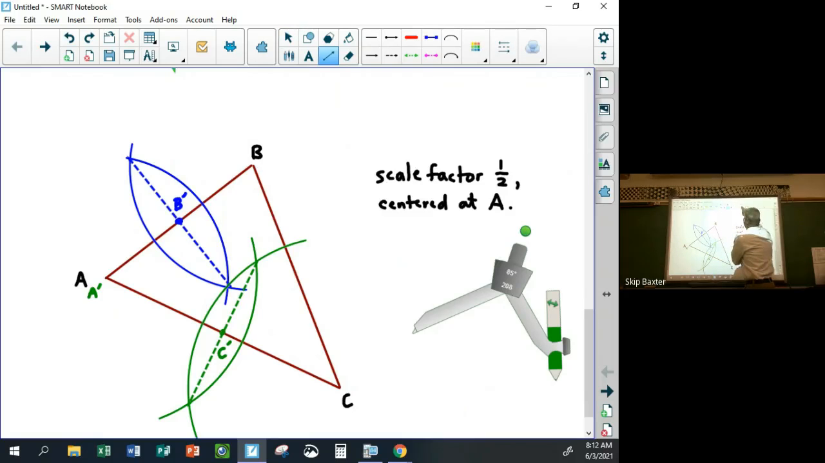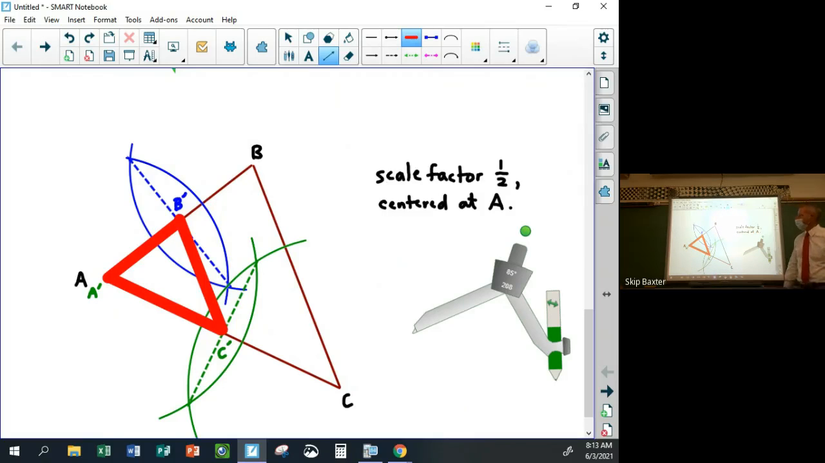So that triangle is the dilation of the original triangle by a scale factor of 1/2, centered at A. Okay, so if it's 1/2, you do this perpendicular bisector construction twice. If it's any whole number, 2, 3, 4, whatever, then you just do the copy line segment construction however many times. So that one's easier. I think it's easier if it's a whole number.